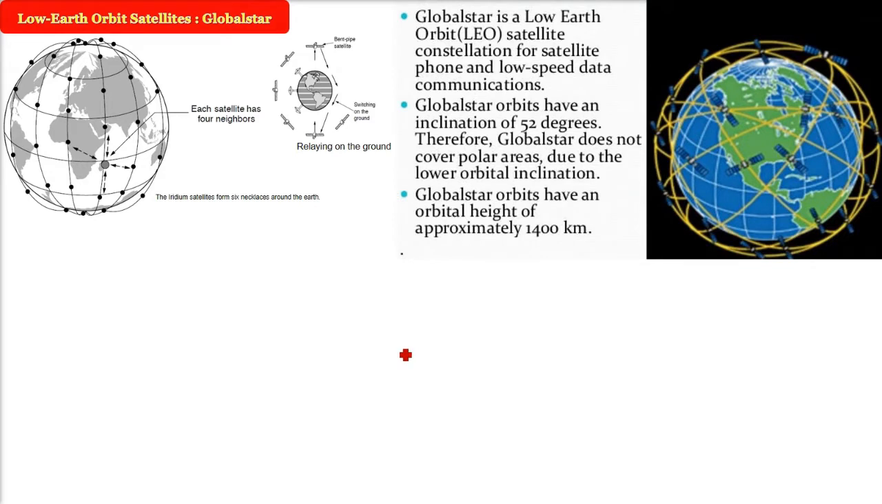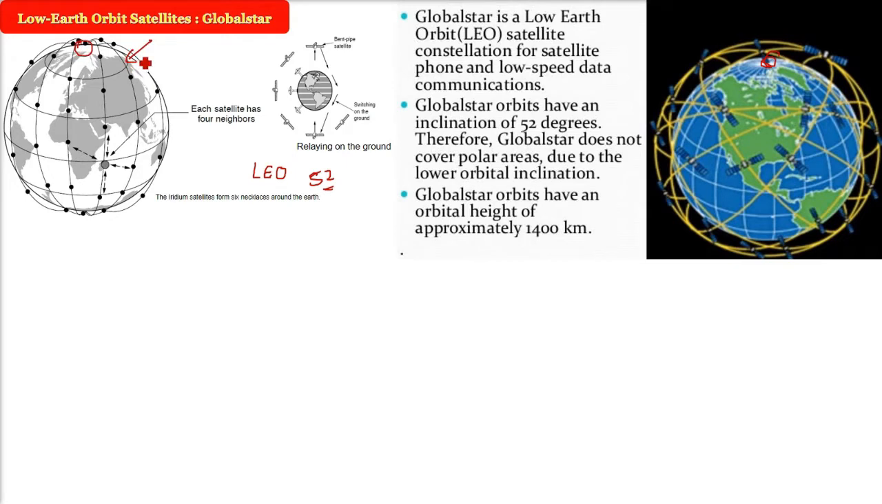Globalstar or low Earth orbit satellites. So this Globalstar, the constellation of satellites are in LEO orbit. The Globalstar is a low Earth LEO satellite constellation for satellite phone and low speed data communication. The Globalstar orbits have an inclination of 52 degrees. That is, they are not covering that much of the polar area.